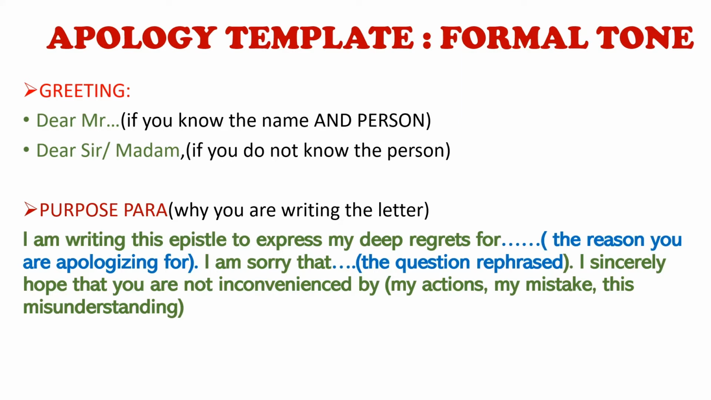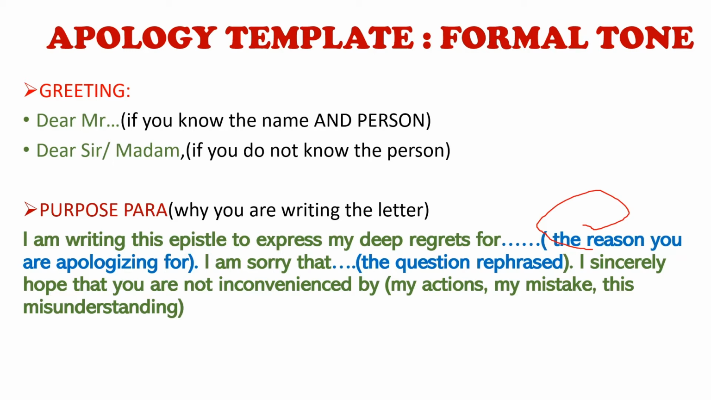I am writing this epistle to express my deep regrets for. So instead of saying apologize, because I am going to say apologize maybe in my conclusion paragraph or in my body paragraph somewhere. So I am writing deep regrets for not attending the profit meeting or not attending the event organized or dinner party organized. Whatever the question prompt is, we are just going to paraphrase it and write it here. So you just need to paraphrase the question and write it here, saying to express my deep regrets for blah blah blah. I'm sorry that, again the other line of the question. I'm sorry that I didn't show up for the meeting due to personal blah blah blah.